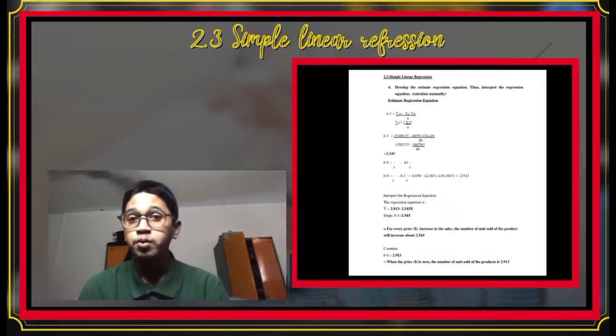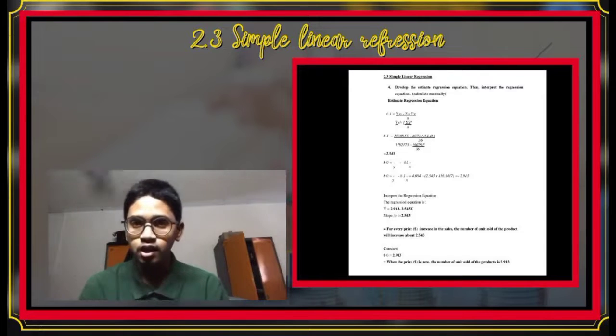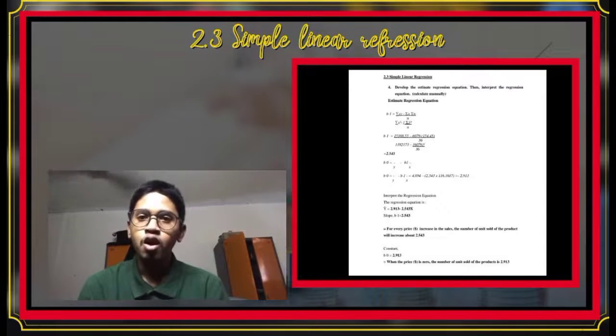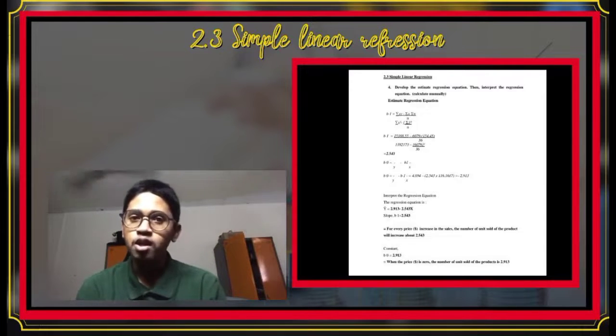So for the average price increase in the sale, the number of units sold of the product will increase about 2.543.